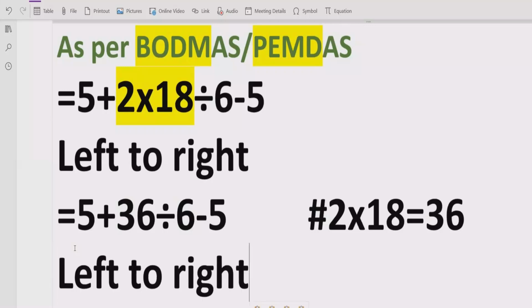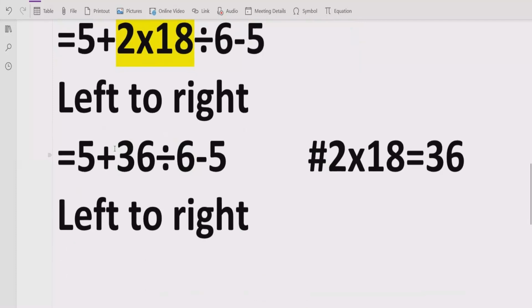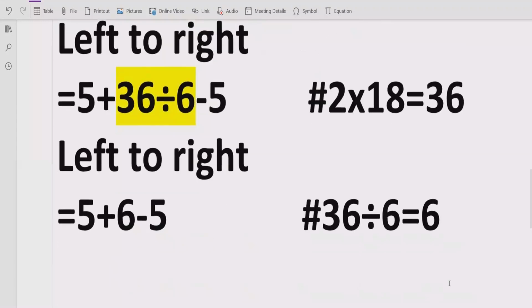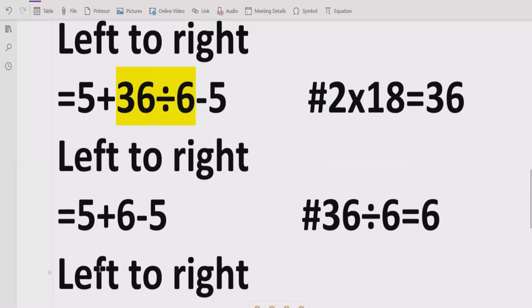So now we will go again left to right and find out division and multiplication. Now we have the division. Again, we will write 5 plus 36 divided by 6 equals 6, and minus 5, we write as it is. Here we give the reference: 36 divided by 6 equals 6. Now, move forward again left to right in our expression. And now we do not have any multiplication and division.